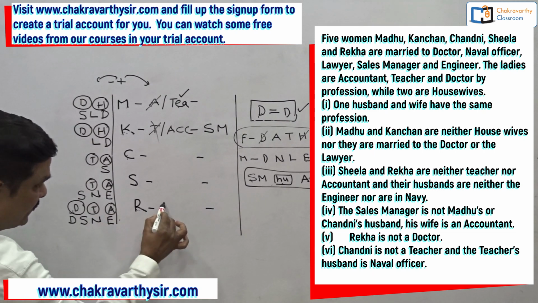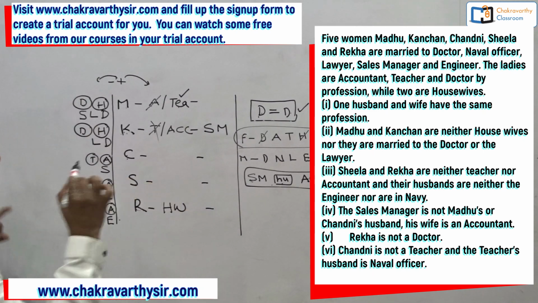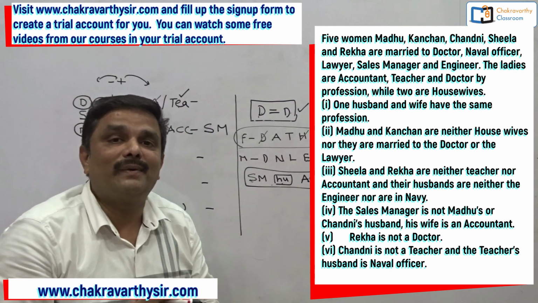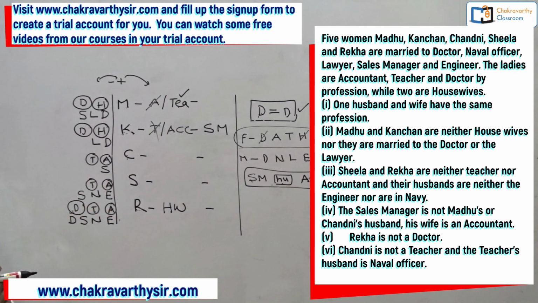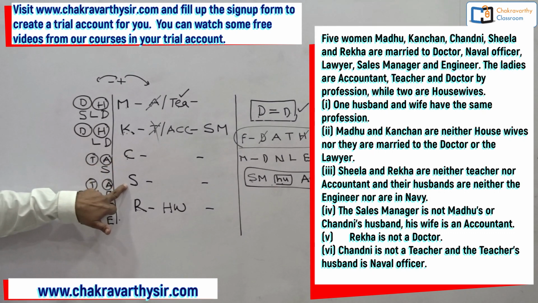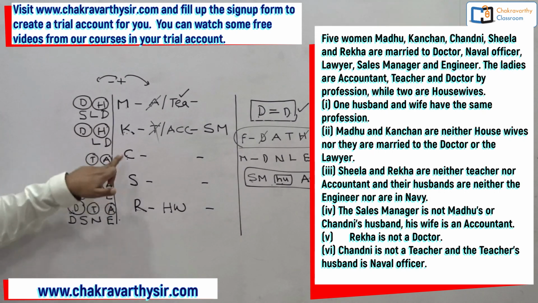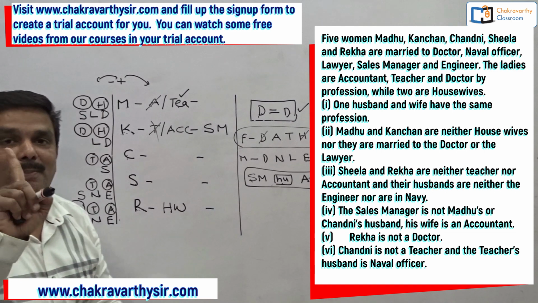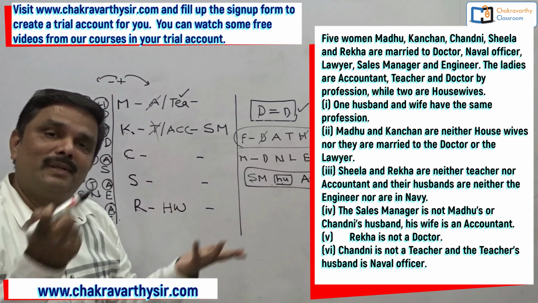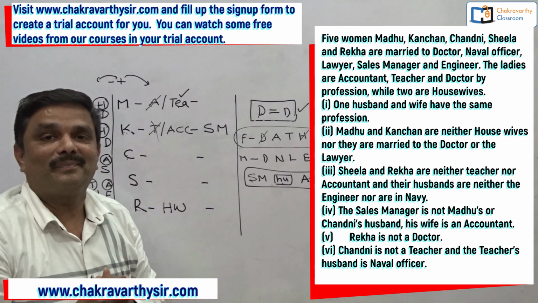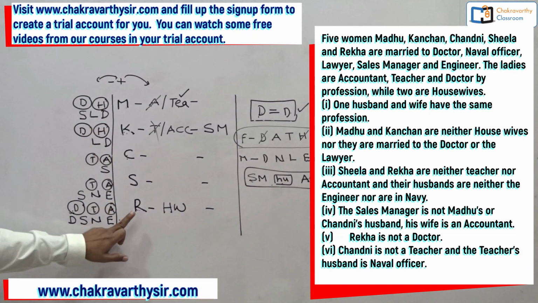Housewife. Now Rekha must be housewife. How many housewives are there? 2 housewives are there. That is the reason why we can't say she is not a housewife. Rather we can say between these two, one must be housewife. One must be the remaining profession, that is doctor. Yes sir. Now come back to this one here.